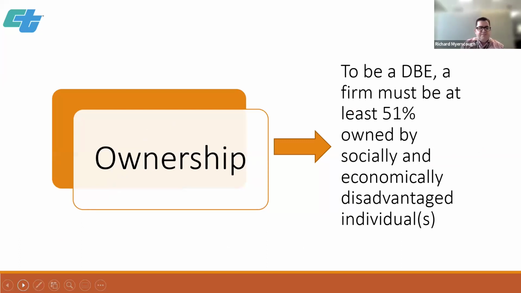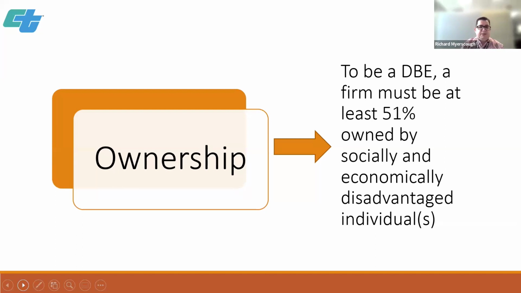Ownership must be a for-profit small business, so non-profits unfortunately don't qualify, where socially and economically disadvantaged individuals own at least 51% interest and control management and daily business operations. So you can't just also be the money person, you have to as well be doing the work. Ownership cannot be in name only. In the case where there are multiple owners, 51% must be comprised of socially and economically disadvantaged individuals.